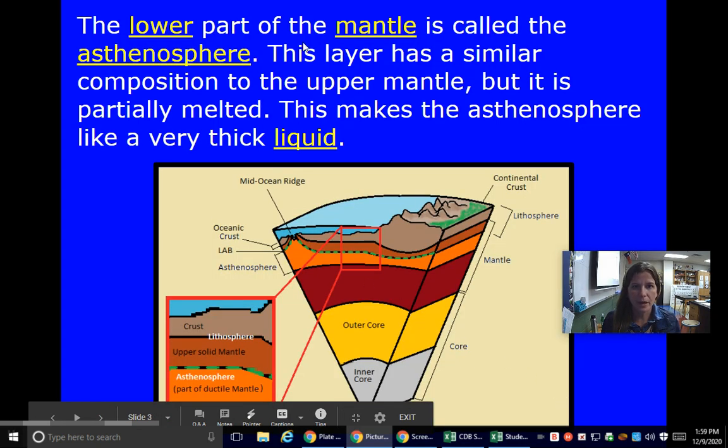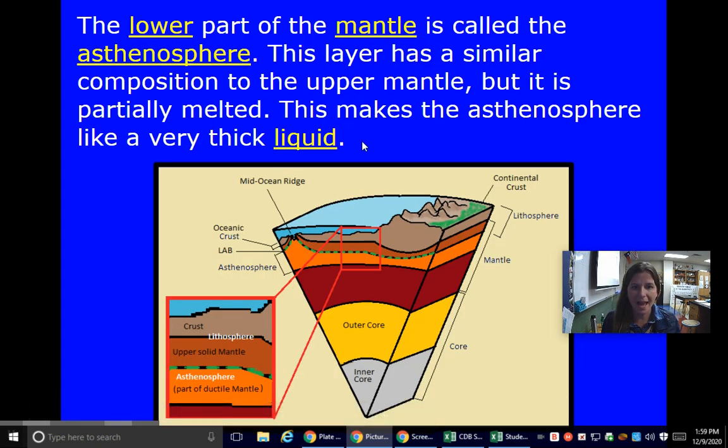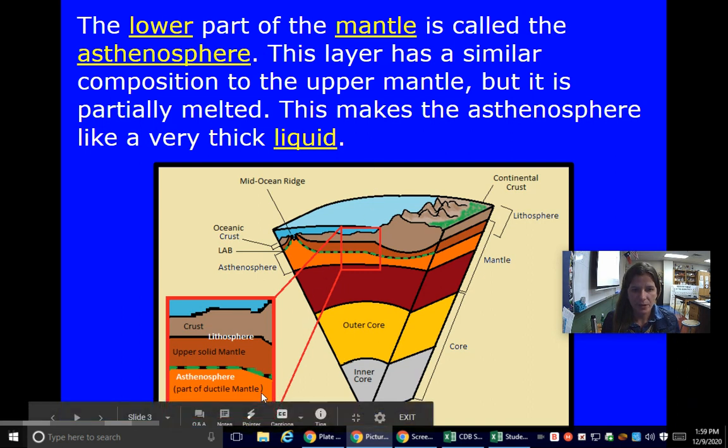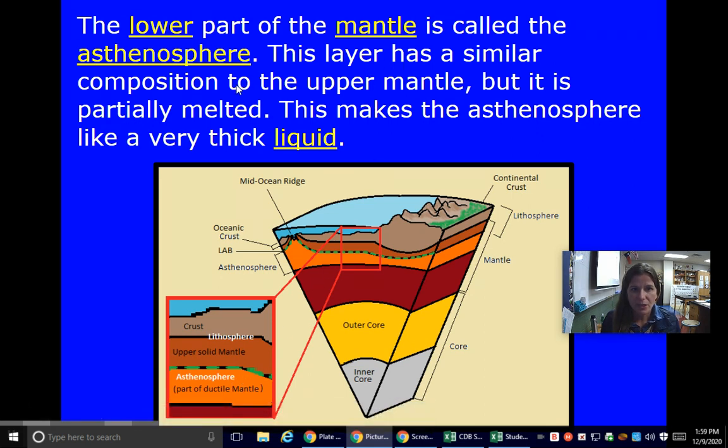The lower part of the mantle is called the asthenosphere. So here, this lower part of the mantle is the asthenosphere. This layer has a similar composition to the upper mantle, but it's partially melted. This makes the asthenosphere like a very thick liquid. And as you're filling in your note-taking worksheet, the blanks are highlighted and underlined.